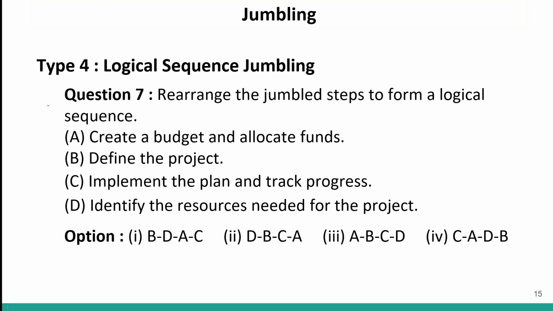Now, question number 7. Again, 4 sentences are given to us and we have to rearrange them to form a logical sequence. Now, first one, create a budget and allocate funds. Then, define the project. Implement the plan and track progress and identify the resources needed for the project.